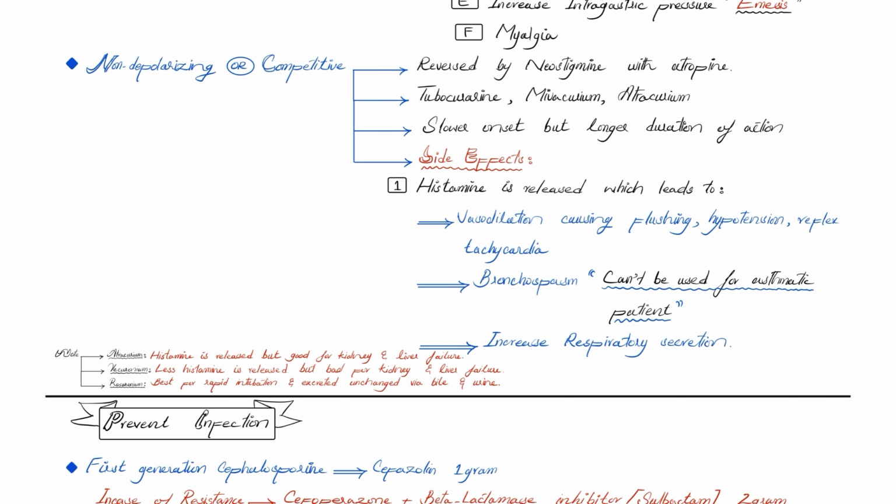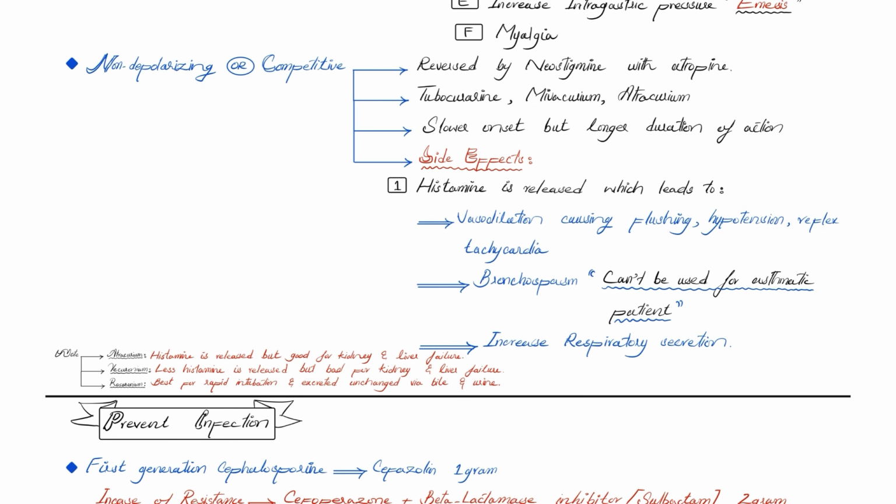include that they release histamine, and this histamine leads to vasodilation, causing flushing, hypotension, and reflex tachycardia. Due to histamine, there will be bronchospasm. That's why it cannot be used for asthmatic patients. Due to histamine, there is increased respiratory secretion. So you need to do vigorous suctioning after anesthesia.